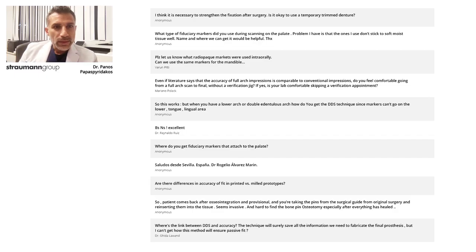Another colleague asks, yes, the literature says the accuracy of full arch impressions is comparable to conventional. Do we feel comfortable going from a full arch scan to final without a verification jig? I think we answered that. I answered that with the last slide. You always need a verification jig. I am comfortable going without it, but my lab technician still wants it so that he feels comfortable.